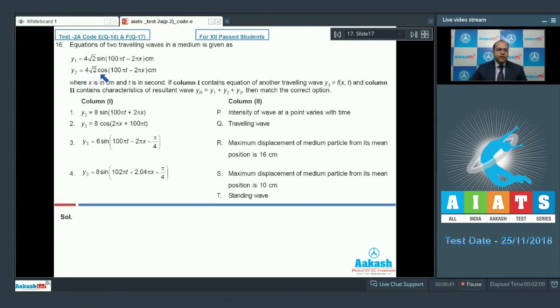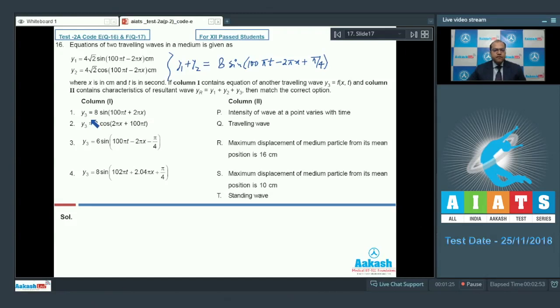So I can see that y2 can be written in the form of sine, as sine of 100 pi t minus 2 pi x plus pi by 2. So it is ahead of y1 with a phase of pi by 2. If I find the resultant of y1 plus y2, it comes out to be 8 sine of 100 pi t minus 2 pi x plus pi by 4. So this is y1 plus y2.